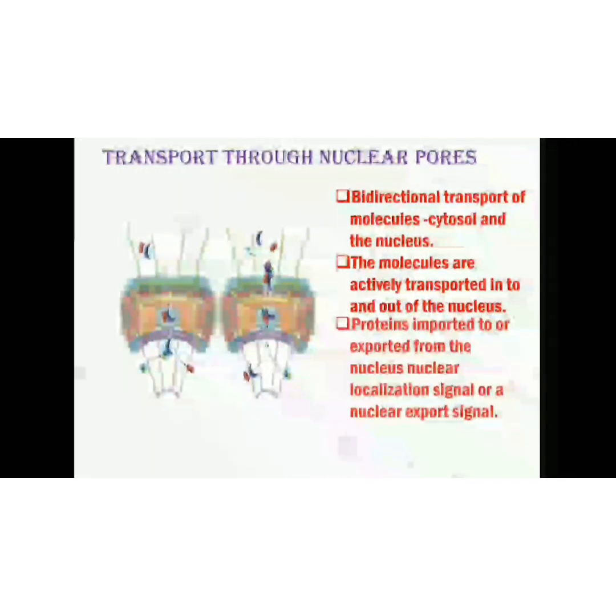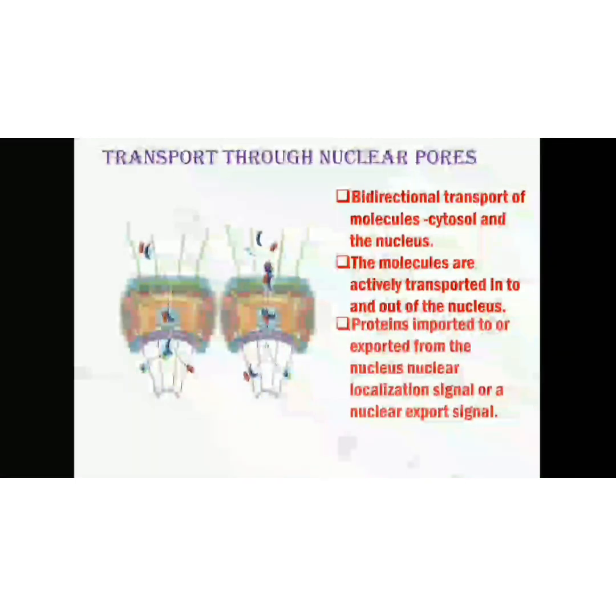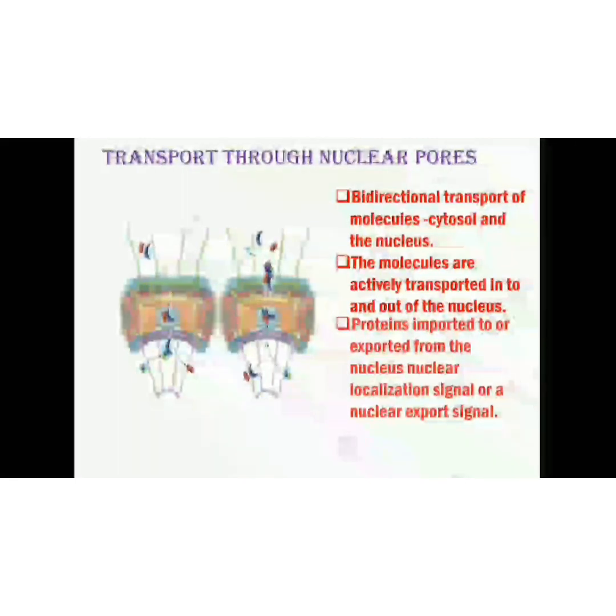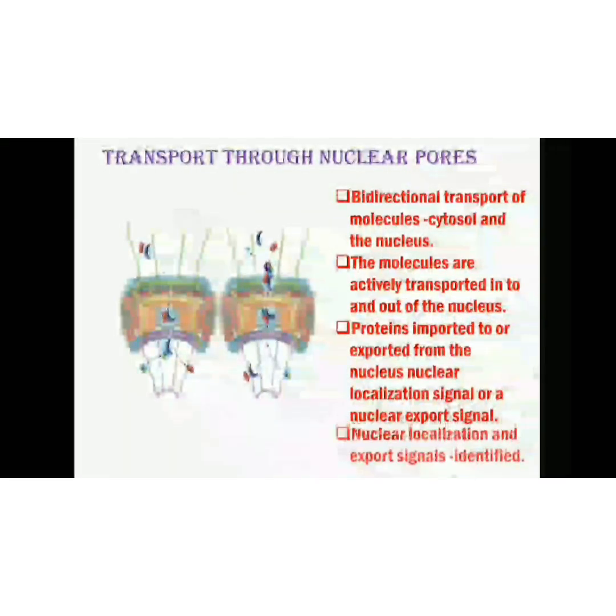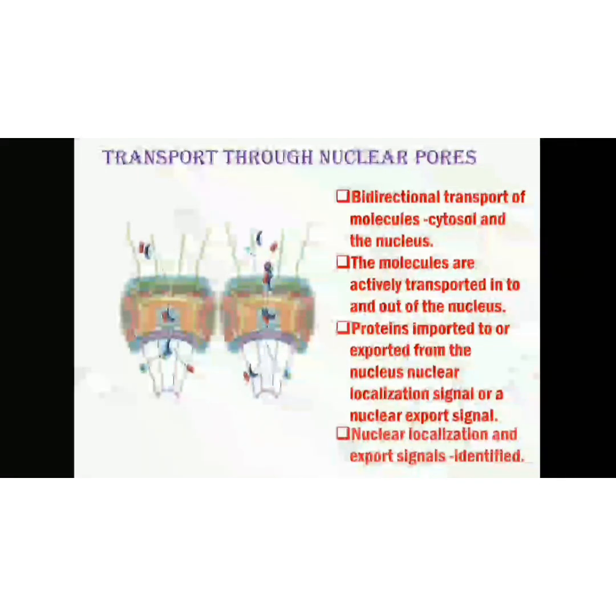Proteins imported to or exported from the nucleus through nuclear pores contain a specific amino acid sequence that functions as a nuclear localization signal or a nuclear export signal. Several types of nuclear localization and export signals have been identified. Each type of nuclear transport signal interacts with a specific receptor protein described as exportin or importin.